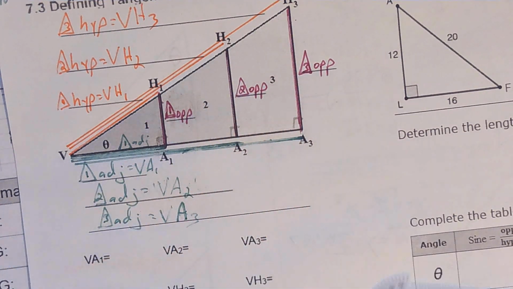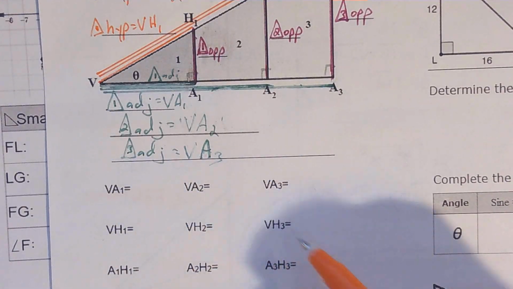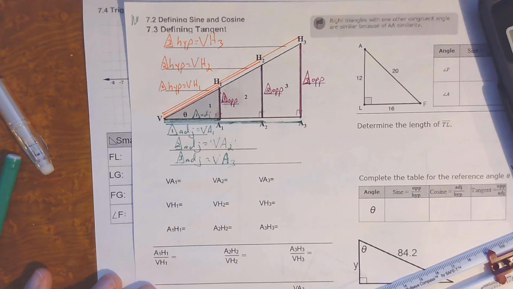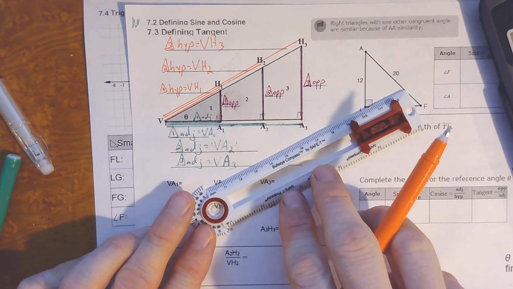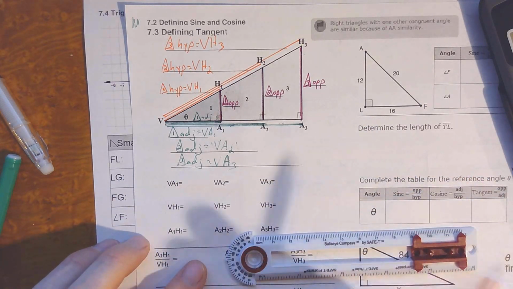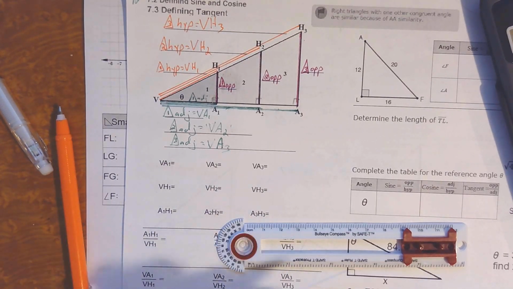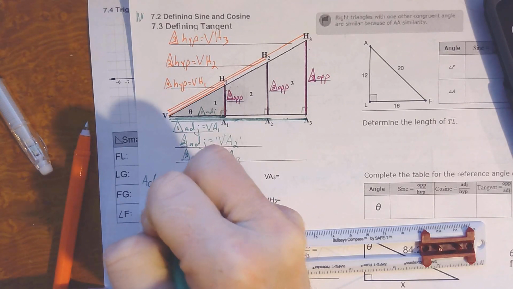All right, so now we just need to measure these 3 line segments and transcribe the data into these blocks here. So make a little data table. I'm going to use this handy dandy little thing here. So this is VA1, 2, and 3. These here are the adjacent lengths.